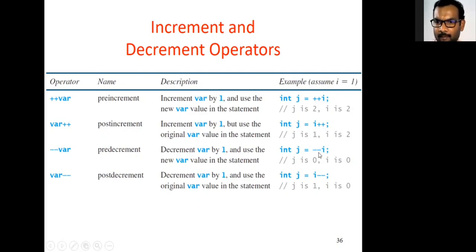Now see this one. Minus minus I. This is called a pre-decrement. In the pre-decrement, first the value of I is decremented by 1. So since the initial value of I equal to 1, the value after decrement is 0. That result is assigned to j. In the pre-decrement, the operation is performed first and then assignment. And in the post-decrement, the value is assigned first. After that, the operation is performed. So in this case, j becomes 1 and then I becomes 0.